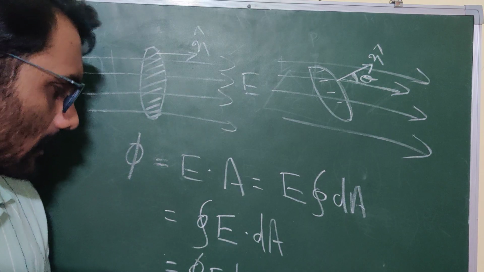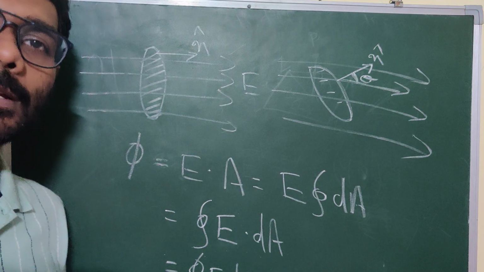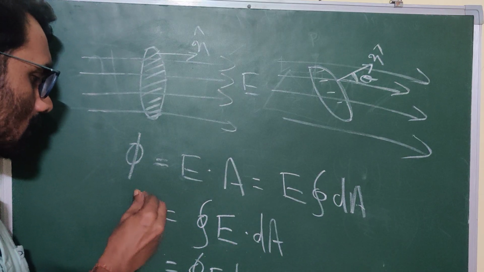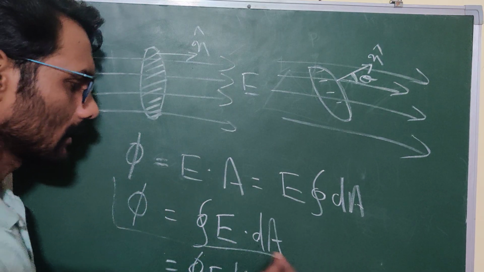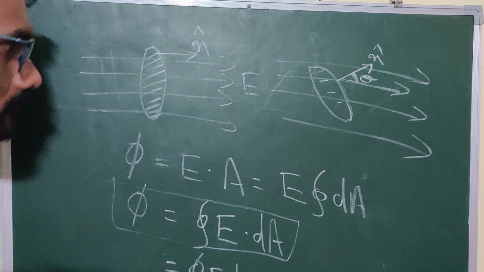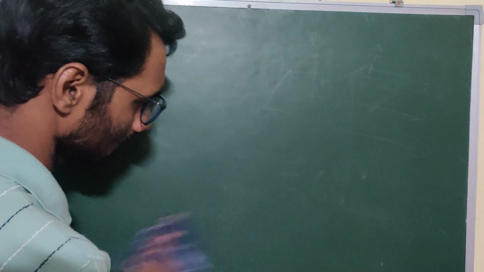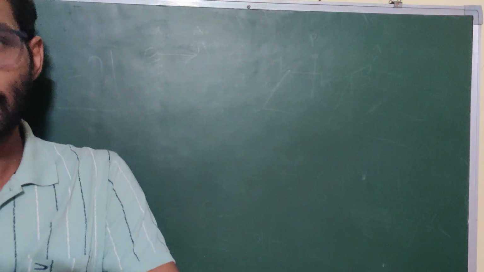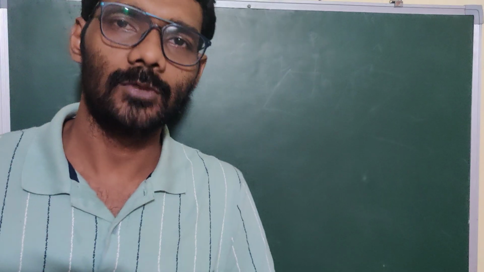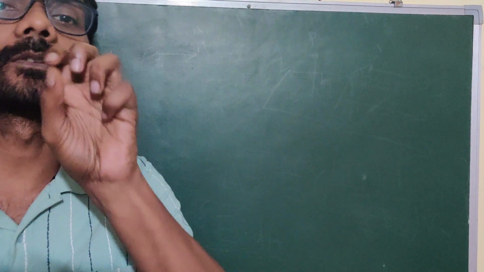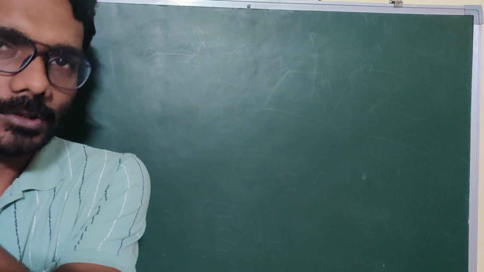Phi is equal to the integral of E dA. You can remember this term. So what do you mean by Gauss law? What is its statement? The total electric flux through a closed surface is 1 by epsilon times the charge enclosed in the surface.